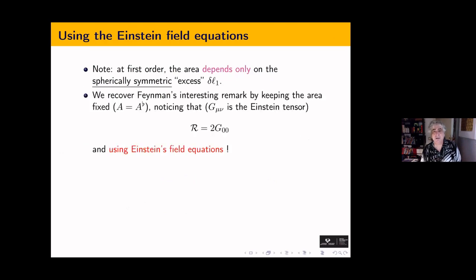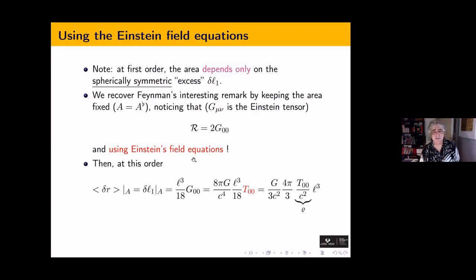And if you also use the constraint equations, so as we are using Riemann normal coordinates, the scalar curvature of the hypersurface is equal to 2 times the 0,0 component of the Einstein tensor. And if you also use Einstein field equations, then what you get is simply that at first order, the variation of the radius, which is this, if you keep the area constant, is proportional to G naught naught. If you use Einstein field equations, this is proportional to the energy momentum tensor time-like component. And then you can write this, which is what Feynman wrote.